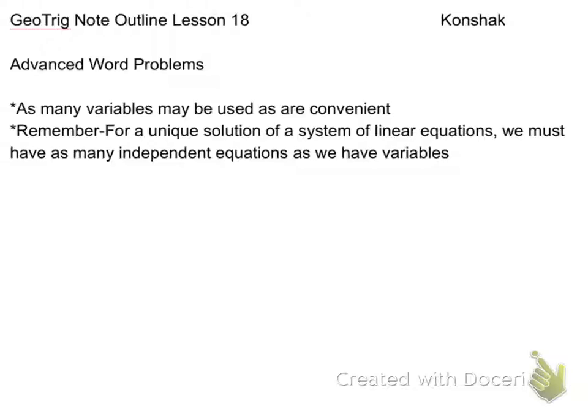There are two things that you need to know. You can have as many variables as needed. So if there are 15 different things going on, you could have 15 different variables in one equation. The other important part is the number of variables has to match the number of equations. So if you have 17 variables, you will have 17 equations to go with it.